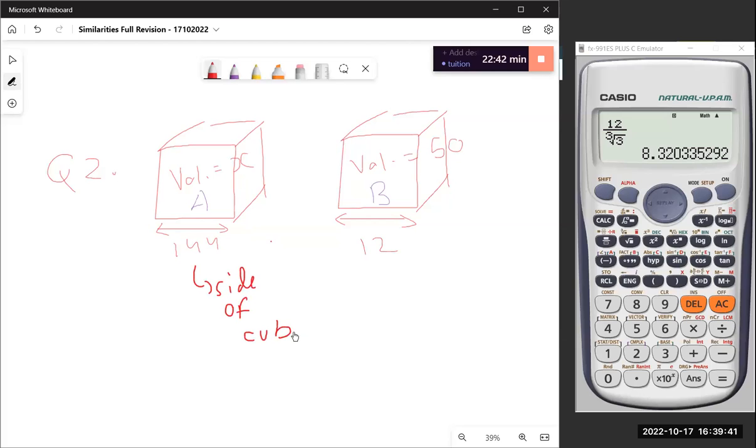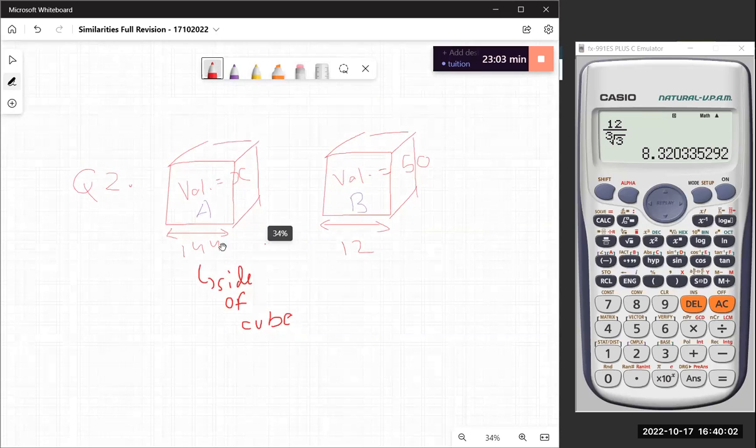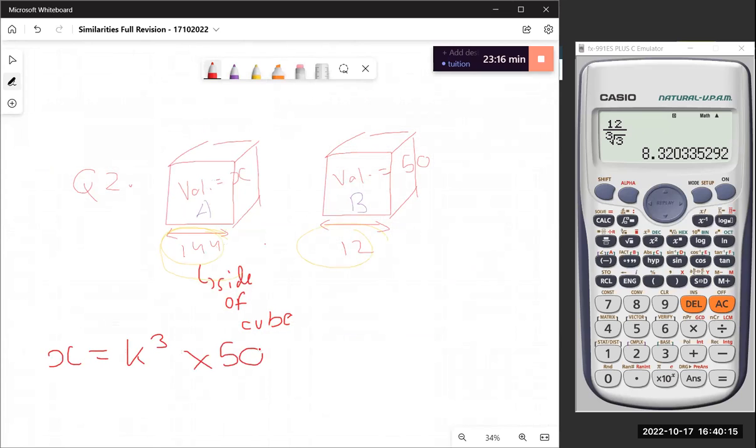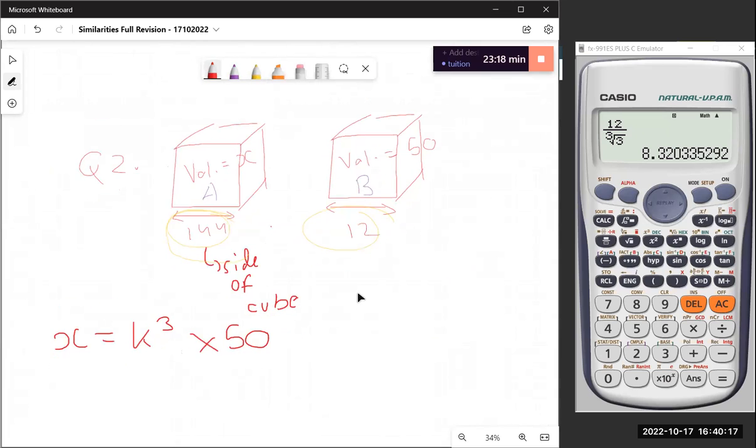of the cube. Now the side of cube B is how much, Diana? 12. What do we know about cube B? The volume is 50 and the side is 12. So I can form two equations: side with side, volume with volume. Always know that. Now I'll take it like this: X is equal to K cubed times 50. Any doubts here? Any problems?